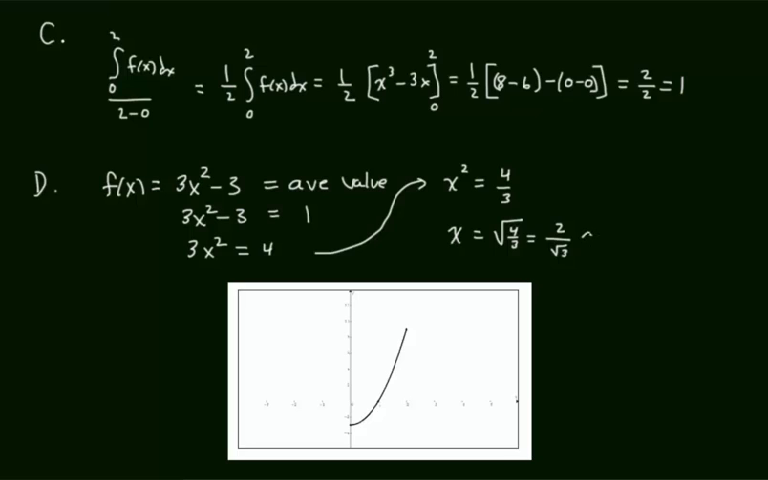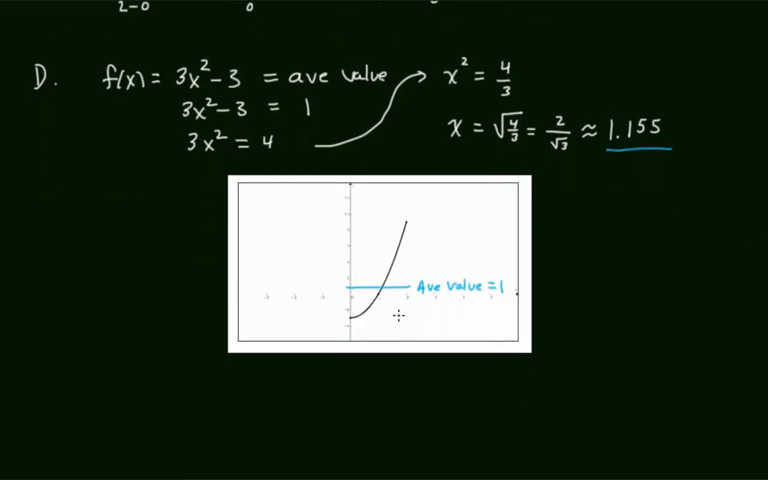Now this is a calculator question, so if you want to get a decimal feeling for this, it comes out to be approximately 1.155. Now we have to illustrate this graphically. The average value is 1, and we have to find the x value where that happens, and we calculated it to be 1.155. And so I'm going to mark that x value here to be x equals 1.155.